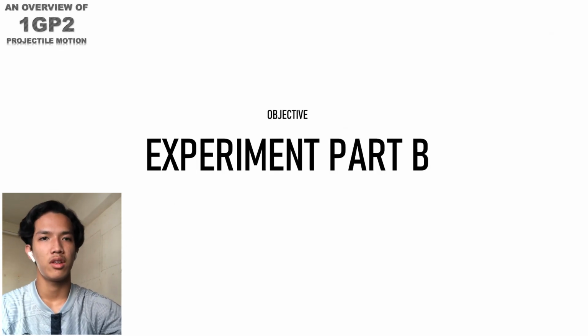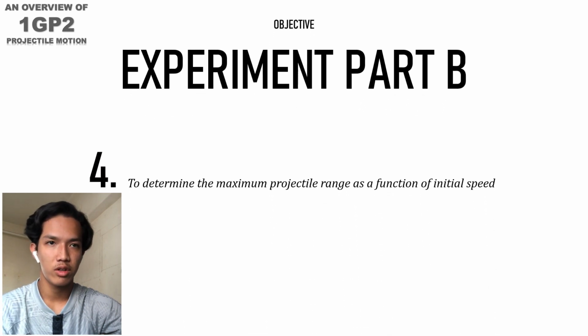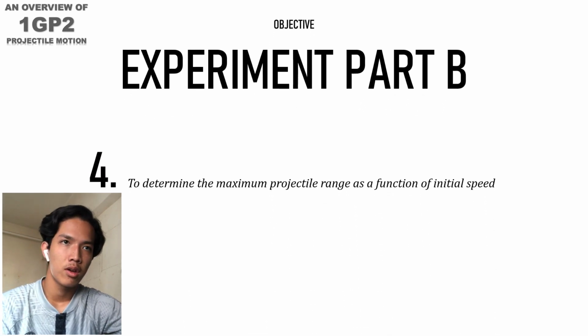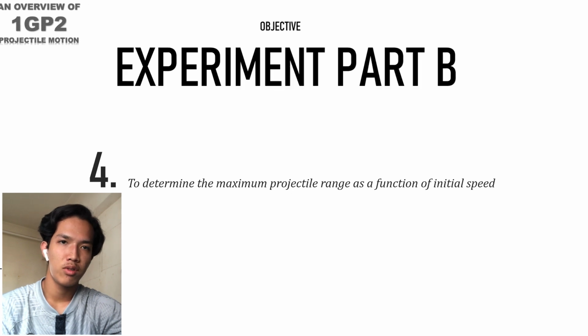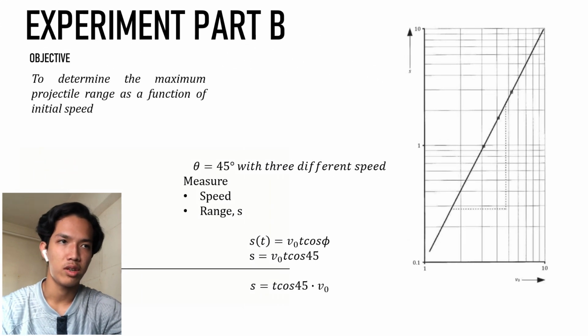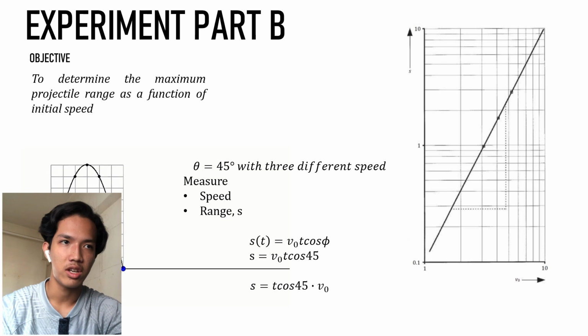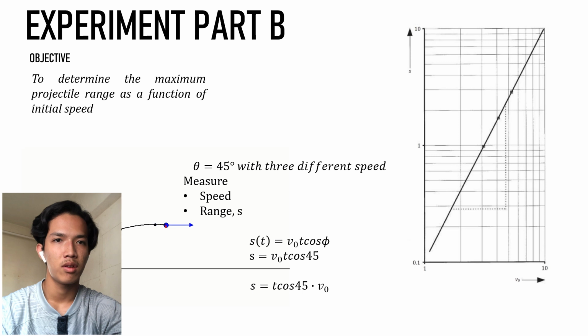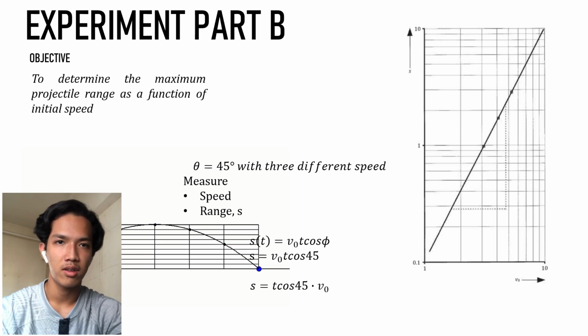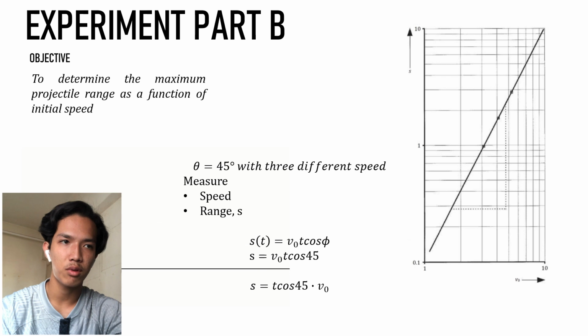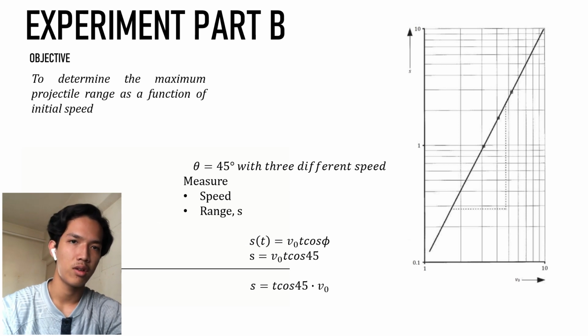Next, experiment part B is to determine the maximum projectile range as a function of initial speed. In this experiment, we will use a constant angle, which is 45 degrees, with 3 different speeds. We will measure its speed and range only. The theory is that the graph of maximum range against initial speed should look like that. We will see if this graph satisfies the equation S equals T cos 45 dot V naught.